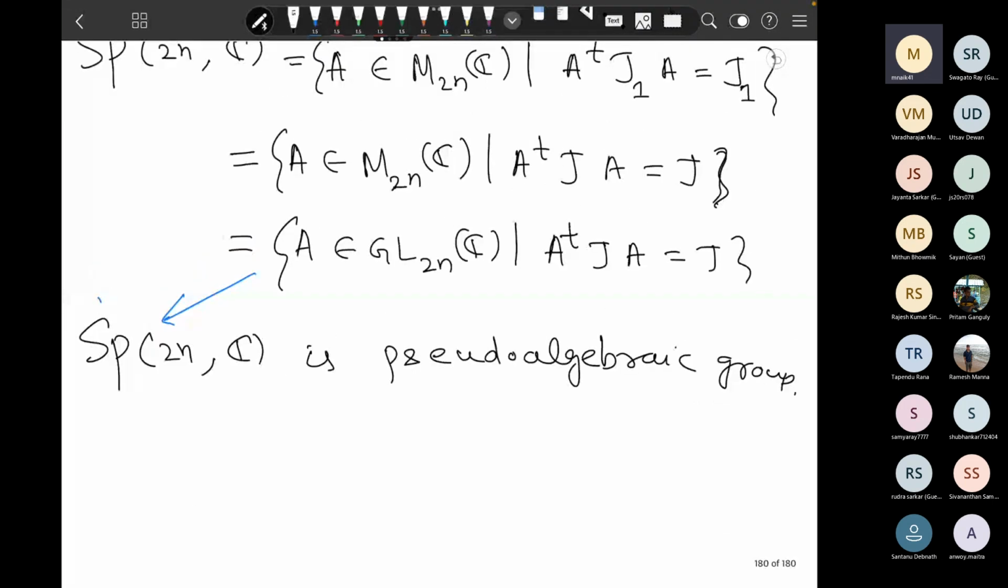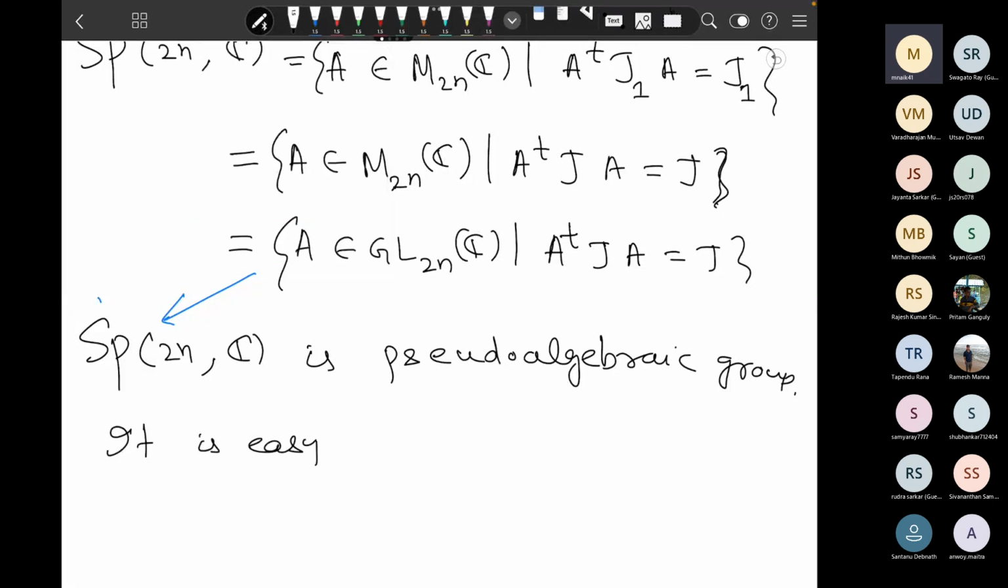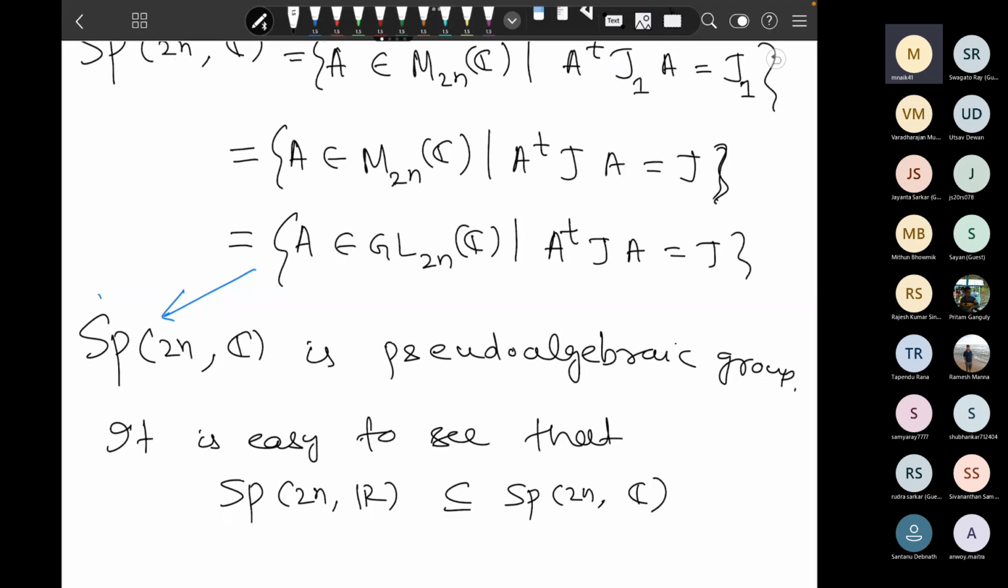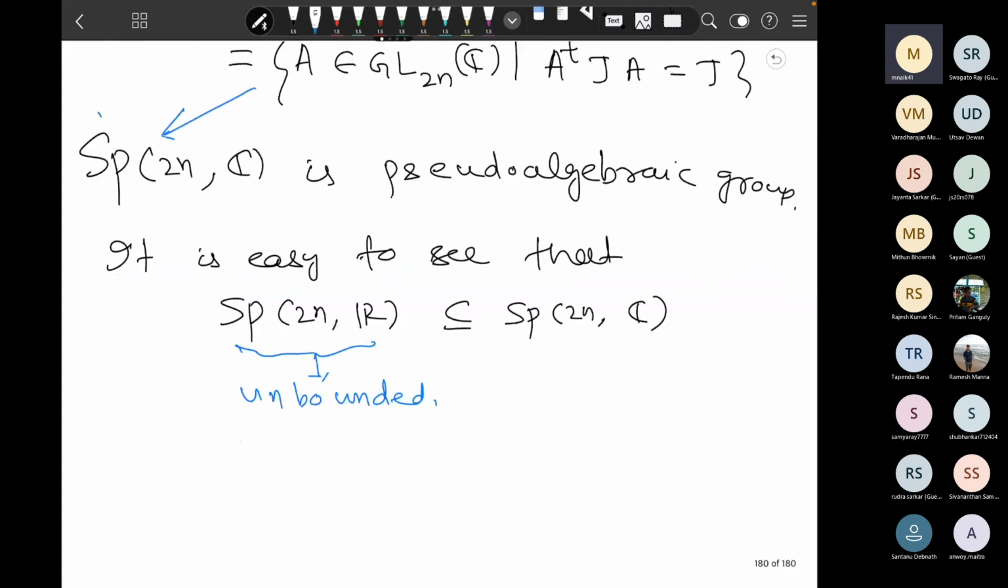From this definition, it is easy to see that SP2n(R) is contained inside SP2n(C), and SP2n(R) is unbounded because it contains GLn(R). You can also show that SP2n(C) contains a copy of GLn(C), but since you know that SP2n(R) is unbounded, this implies SP2n(C) is non-compact.